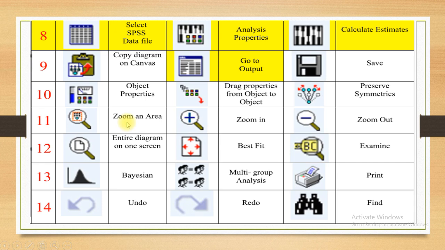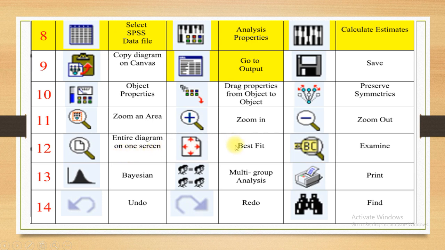This is used to zoom a particular model to have a very good feel of it. Then this one is used to zoom in the whole page. Then this one is also used to zoom out the whole page to see clearer or all the objects in the model. Then for the entire diagram on one screen, you can just zoom to see the entire diagram or the model on one screen.